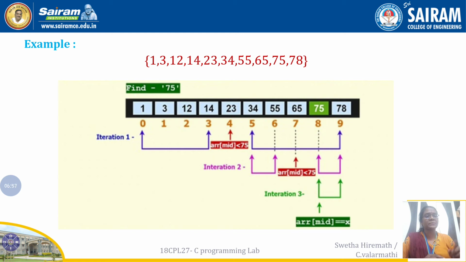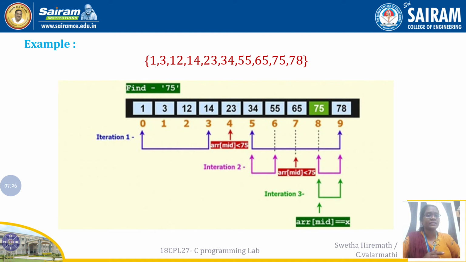Next step is to compare the searching value with A of mid. What is the value of A of mid? 65. 65 is compared with 75 in the second iteration. Now in the result also, 75, my searching key, is greater than A of mid. So we need to traverse again to the right side only, not to the left side. If it is lesser, we need to traverse the left side. But now my searching key is greater than A of mid, so we traverse the right side.